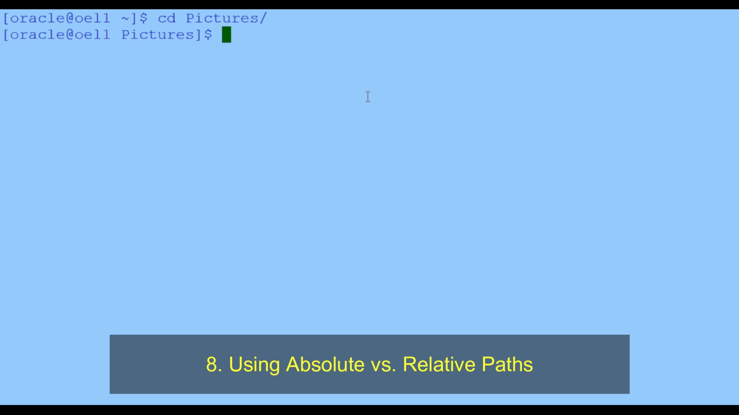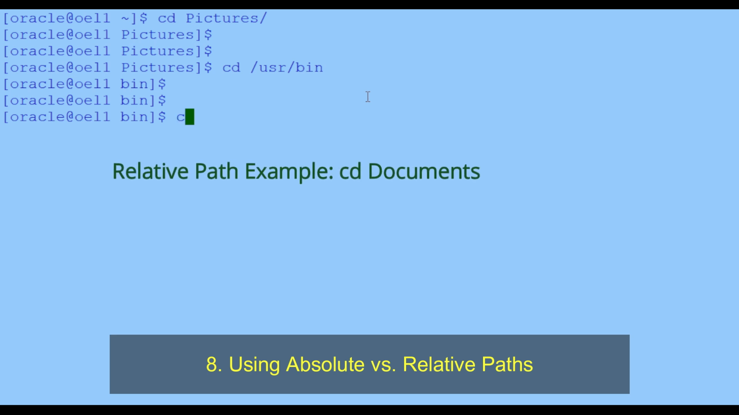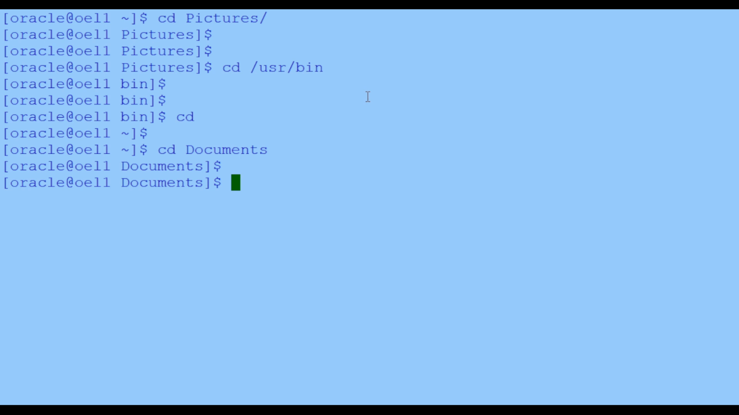You can use either absolute or relative paths with the cd command. An absolute path starts from the root directory. For example, when we want to navigate to the /usr/bin directory, we can use the absolute path like this. A relative path starts from your current directory. For example, from the home directory, type the command cd Documents to move to the Documents directory inside your home directory.